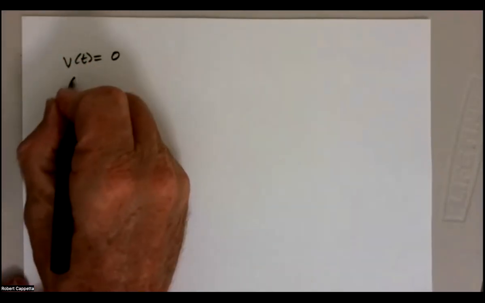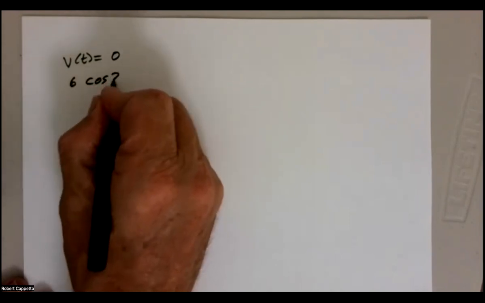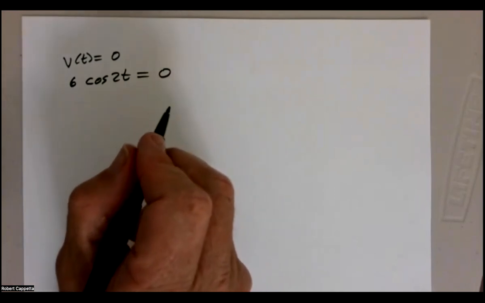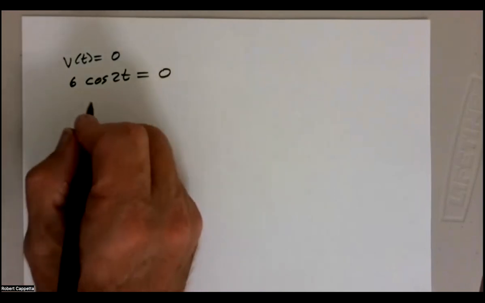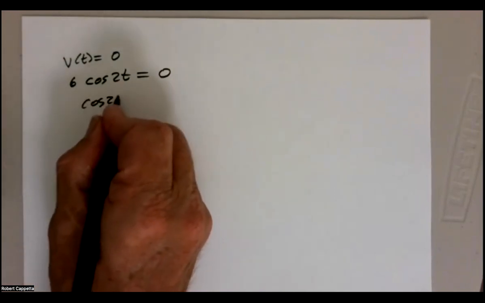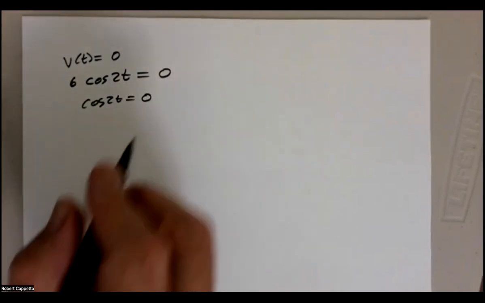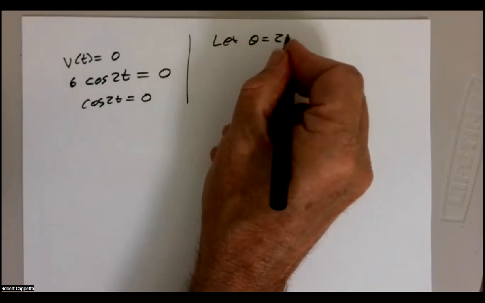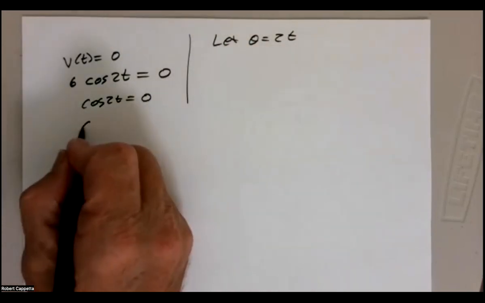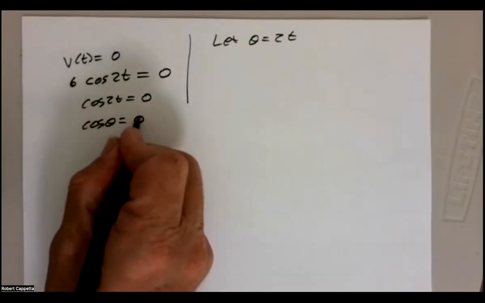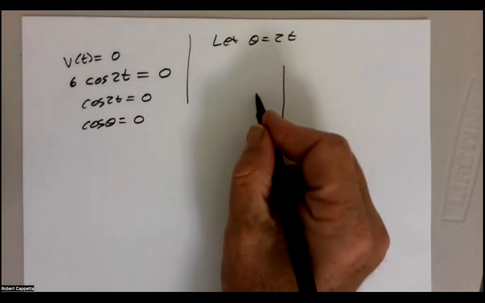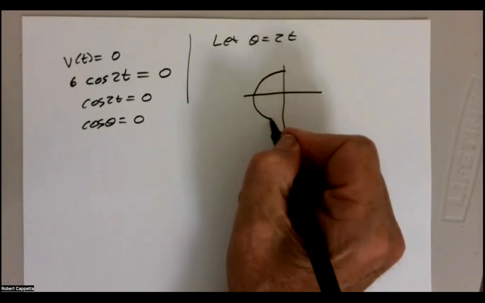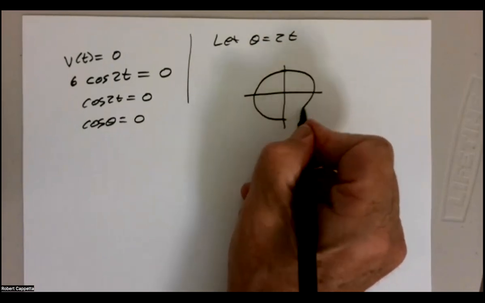So 6 cos 2t equals 0, which means that cos 2t equals 0. You divide by 6. Let theta equal 2t. But I am solving cosine of theta equals 0. When does cosine equal 0? Cosine is when the x values on the unit circle are 0.